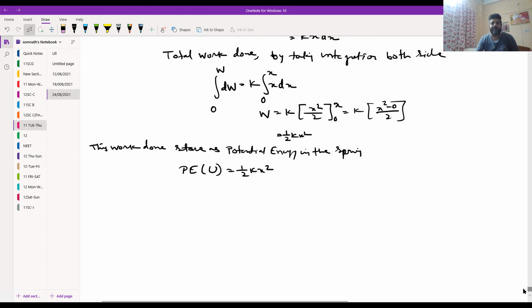And here you can realize one thing: if my x is positive, then U is also positive. If my x is negative, then also positive. So we can say elastic potential energy is always positive, right? Yes or no, everyone?